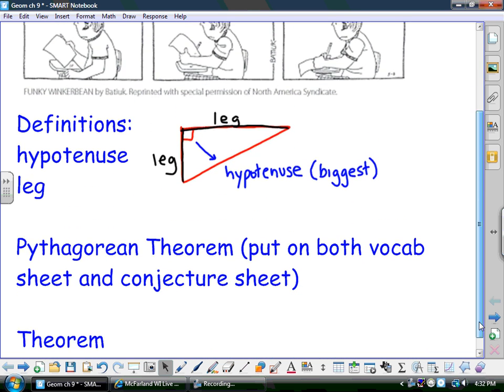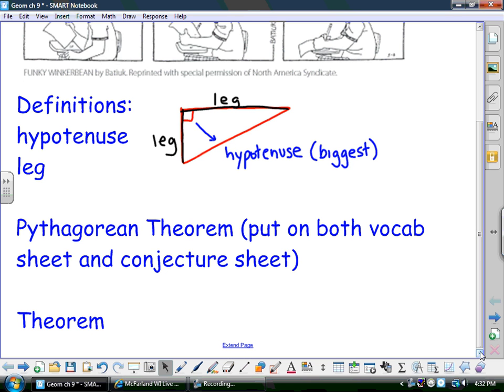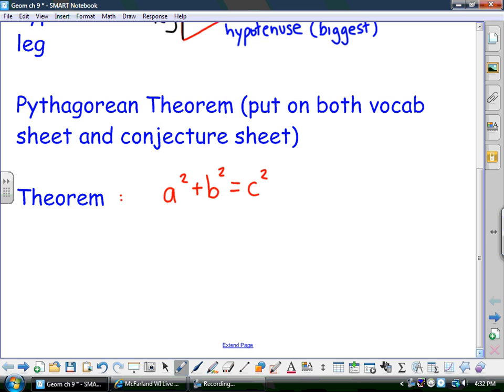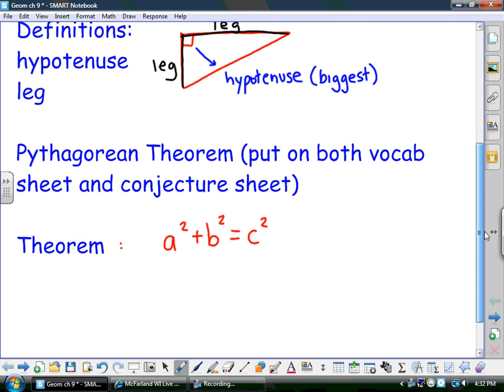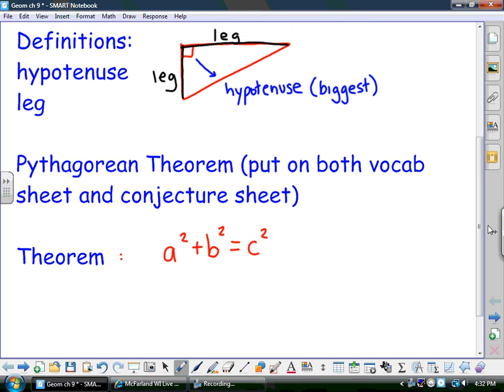With right triangles and right triangles only, there's a theorem that works, and it's the Pythagorean theorem. The way a lot of people usually write it is a squared plus b squared equals c squared. I don't particularly like that way to write the theorem because it doesn't tell us what a, b, and c are. The way that I like to write the theorem is leg squared plus leg squared equals hypotenuse squared.